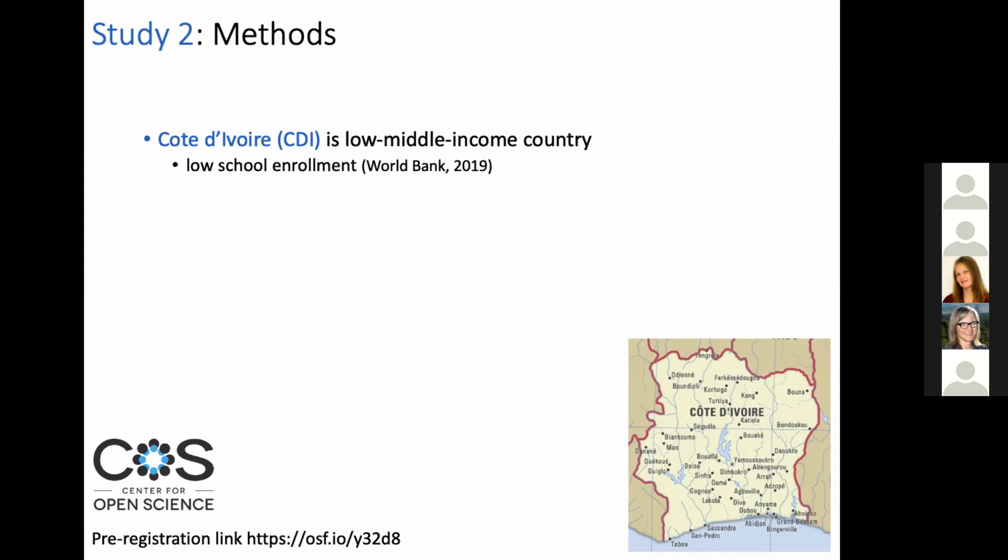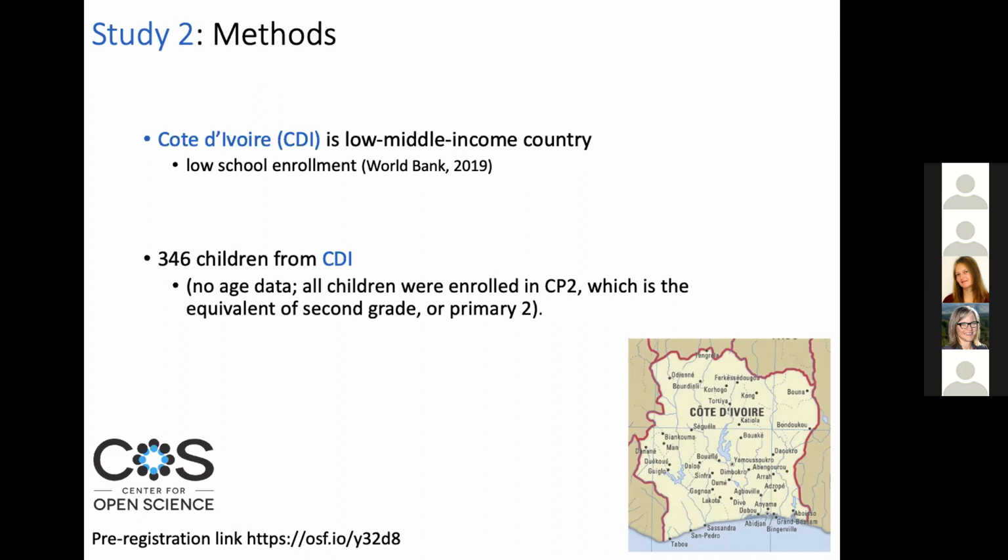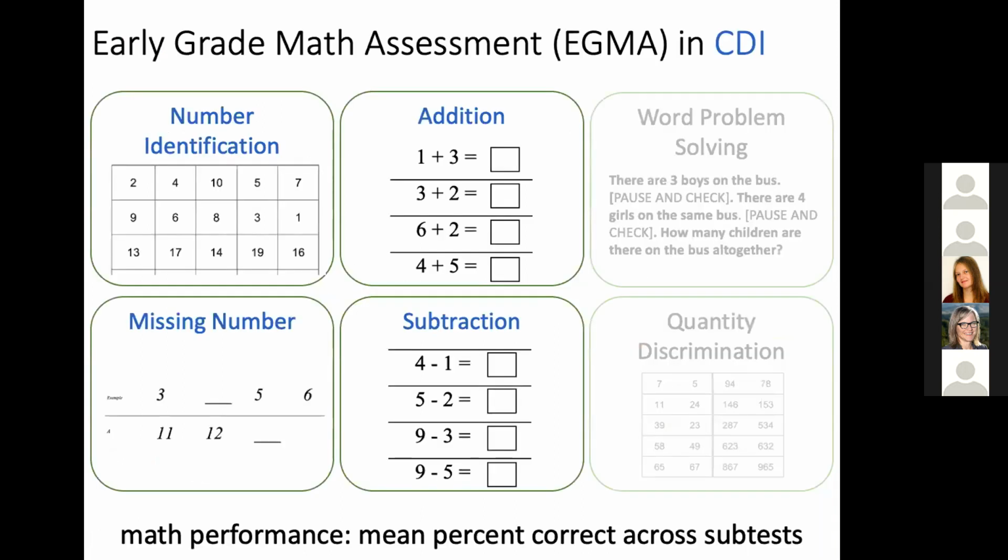here. So 346 children participated in our current study. And as I mentioned before, we don't have any age data here. It's quite challenging to collect that information, but children are enrolled in second grade. So children completed 4 of the 6 subtests from the early grade math assessment. And they completed the same socio-emotional literacy and executive functioning assessments that were administered in Ghana. However, they were administered in French in this case.